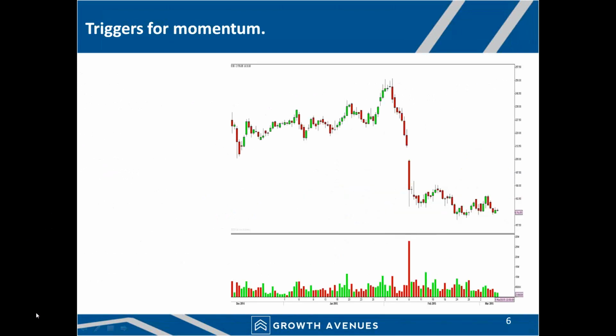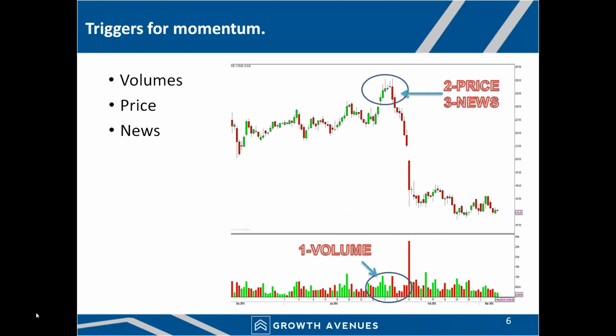So what are the triggers for momentum? One of the triggers is volumes. Then you have the price combined with news, or you have a combination of both. So these are the various triggers which actually provide the momentum.